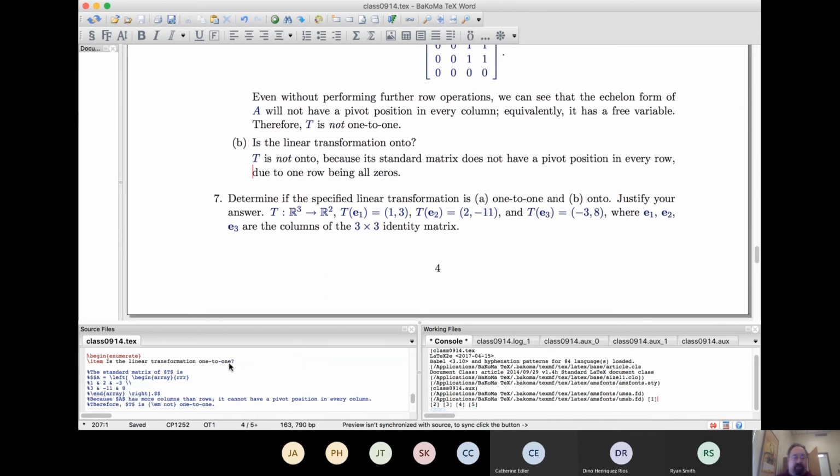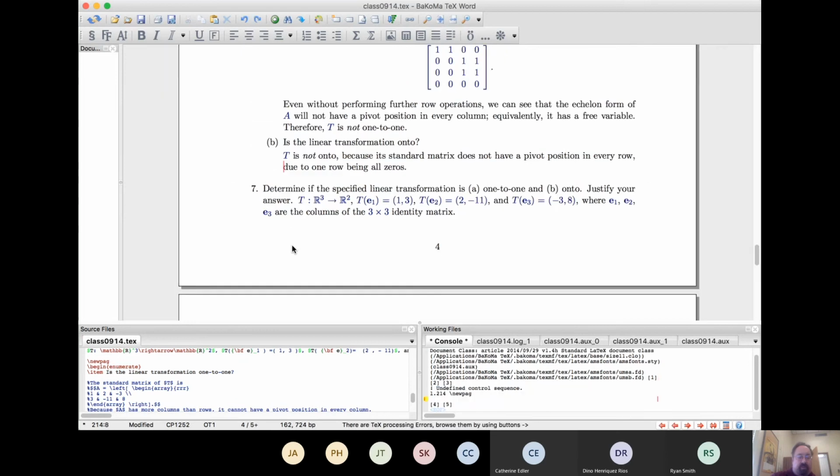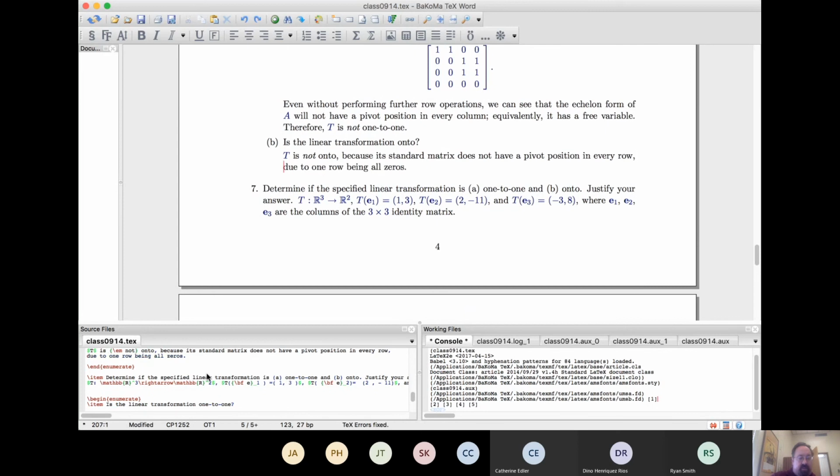These last two problems also deal with one-to-one and onto. Whoops, I didn't want to do that. Okay.